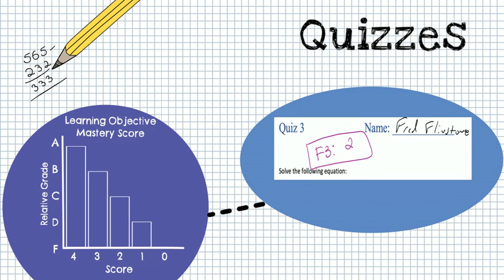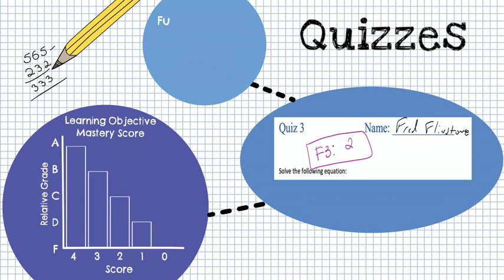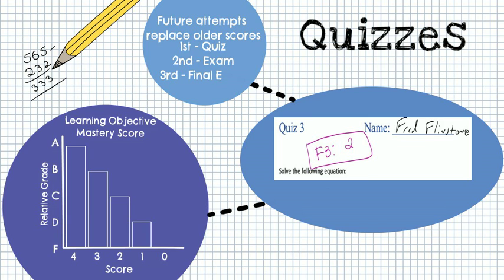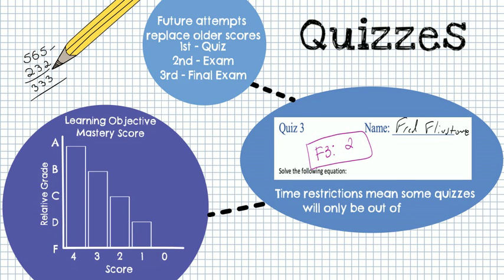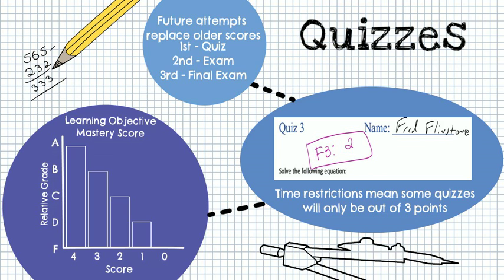Here, you can see a sample of a student's quiz that has been graded. The student earned a 2 out of 4 on learning objective F3. This was the student's first attempt and shows that they are starting to show mastery of the learning objectives, but still have room for improvement. The student can improve their mastery score for learning objective F3 by earning more points on the exam and/or the final. Due to class time restrictions, there are times when the maximum score opportunities for quizzes will be a 3 instead of 4. Remember, if you miss a daily quiz, your current score will be a 0, but it can be replaced with your future exam score.